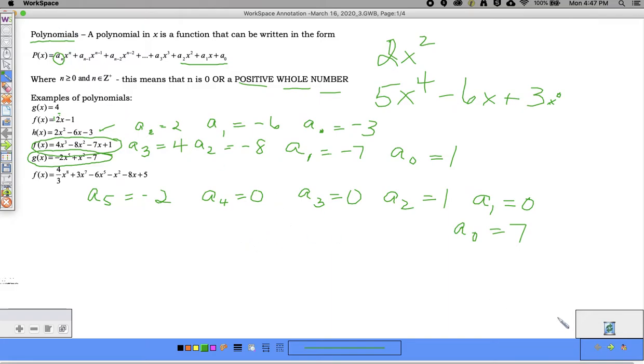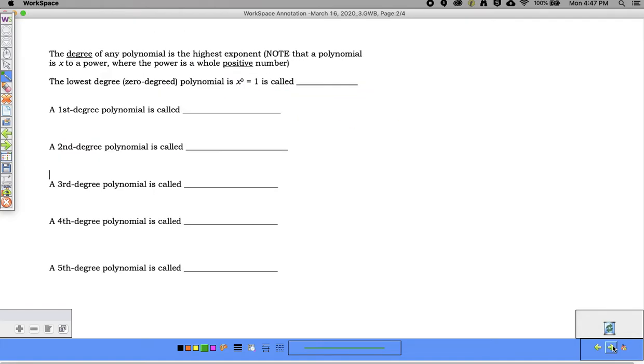Okay? So if you want to take a moment, drink that in, and write all that down, do that, and then we'll hit the next page. So as I said to you guys earlier, the degree of any polynomial is the highest exponent. And note that a polynomial is x to a power, where the power is a whole positive number.